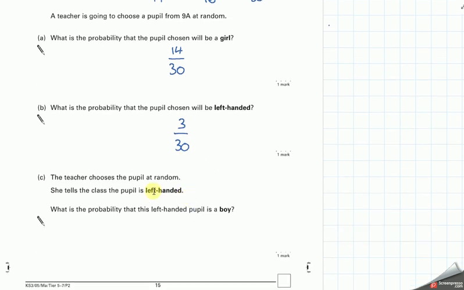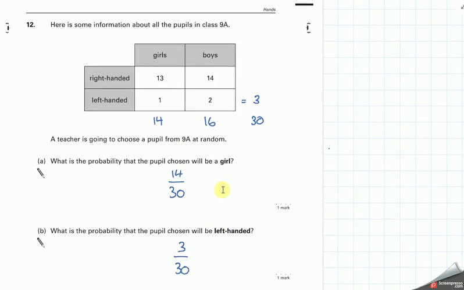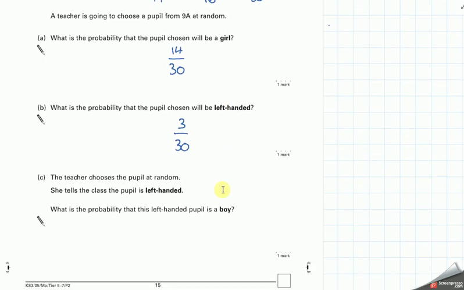Chosen pupil will be left-handed. So we've got 3 left-handers out of everybody in the class. So the probability will be 3 left-handed out of 30. And the teacher chooses a pupil at random. She tells the class the pupil is left-handed. So we're only looking at left-handed pupils. What's the probability the left-handed pupil is a boy?